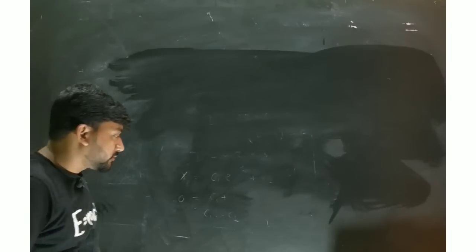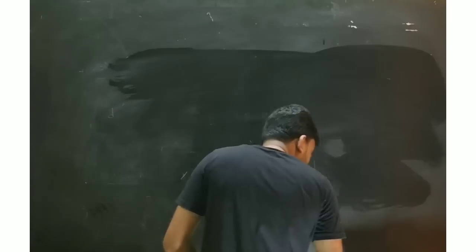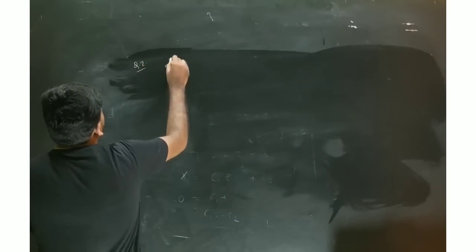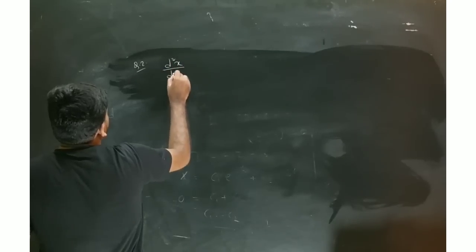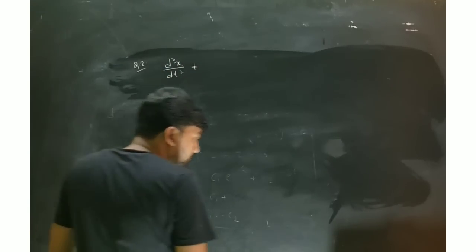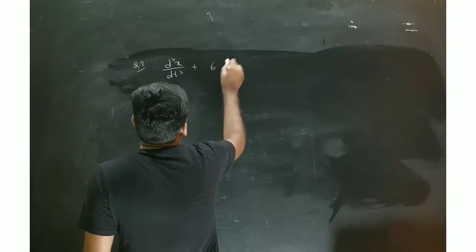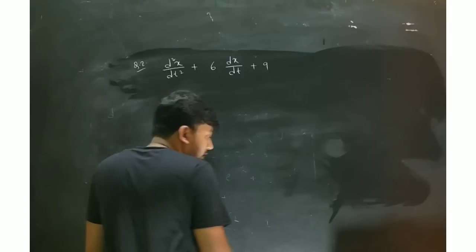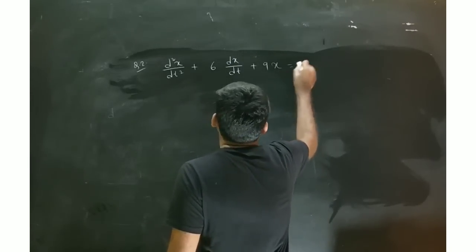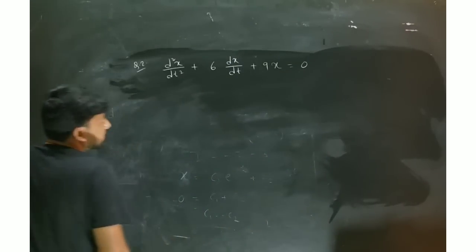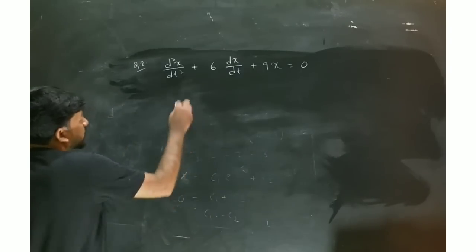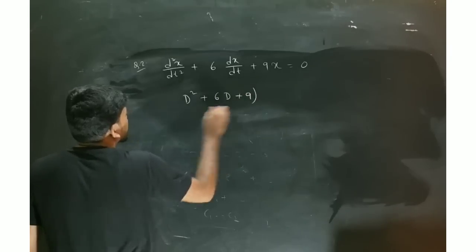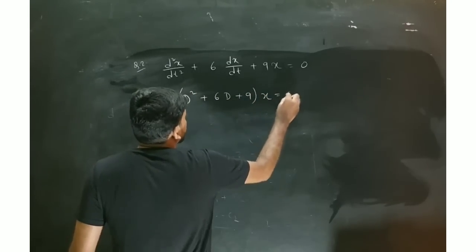Now, let me solve the next question. Here the question is d²x/dt² + 6 dx/dt + 9x = 0. So this is the differential equation and we have to solve it. First you have to write it in symbolic form, that is nothing but (D² + 6D + 9)x = 0.